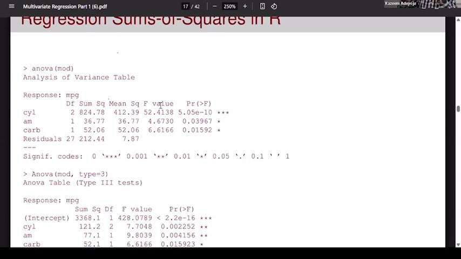But before you can run analysis of variance, all the predictors have to be categorical. To run analysis of variance, all predictors, and when I say predictors, I mean explanatory variables, have to be categorical. Okay? So I just wanted you to see the difference.